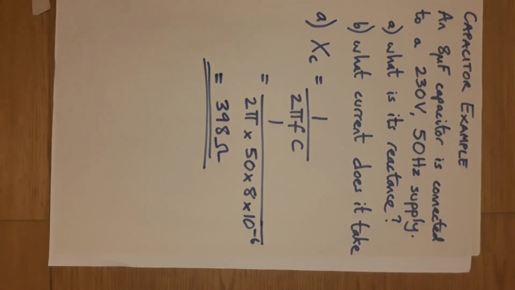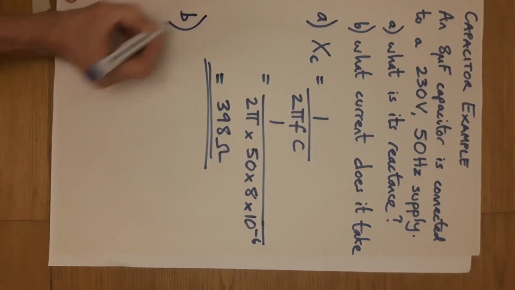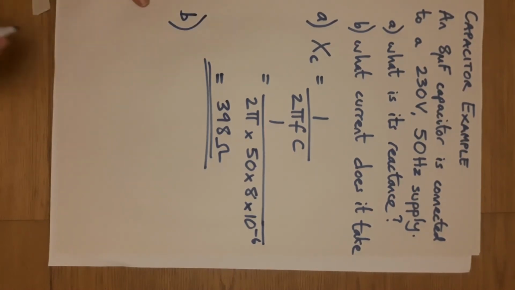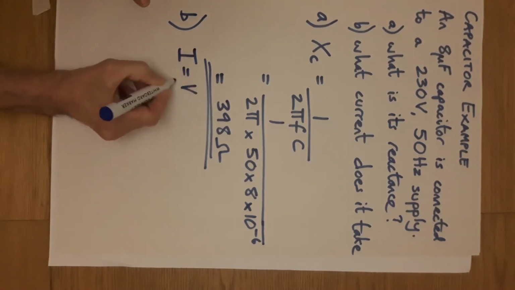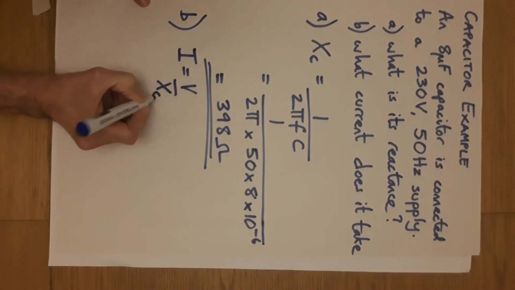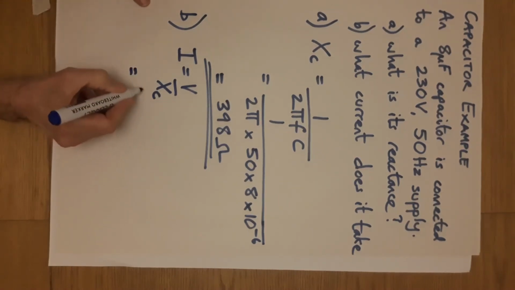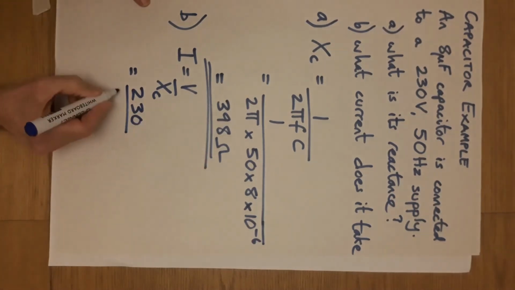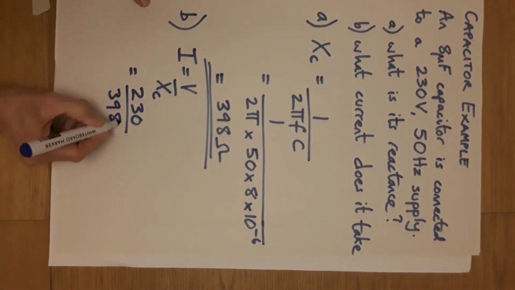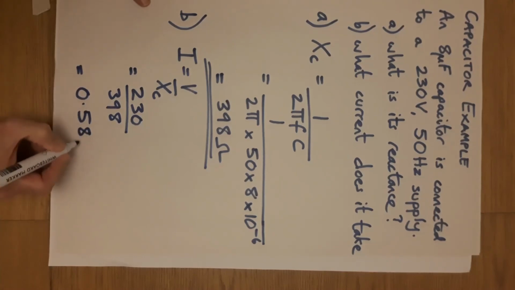Okay, so part B, we're back to our variation on Ohm's law. See if I can squeeze it in the bottom of the sheet. Find the current. I equals V over XC. Put the numbers in. V is 230. XC was 398. The current is, if you put that in your calculator, 0.58 amps.